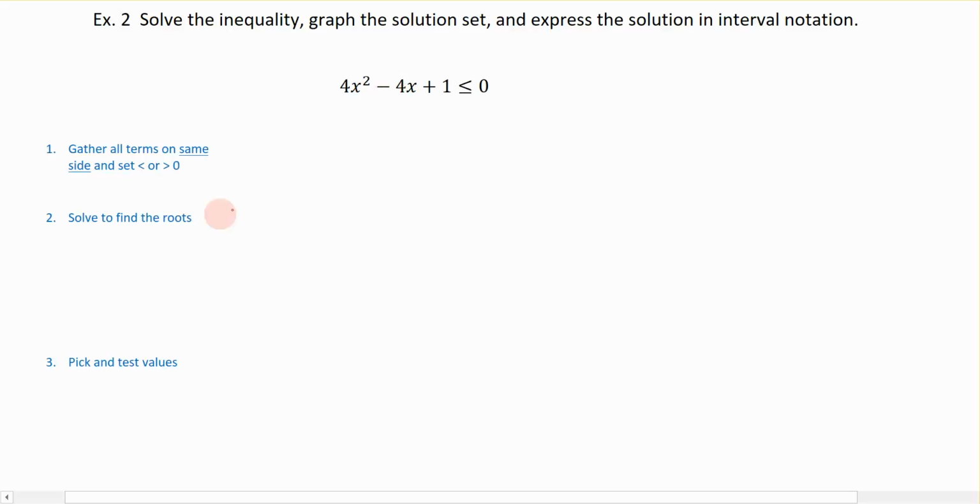So moving on, we want to solve this polynomial to find its roots, meaning I'm going to set it equal to 0 to solve. 4x squared minus 4x plus 1 is equal to 0. I can recognize from this quadratic that it's a trinomial. The first and the last terms are perfect squares, so this is a special trinomial. This is going to factor into 2x minus 1 squared equals 0.